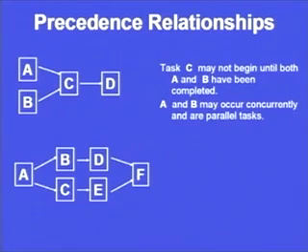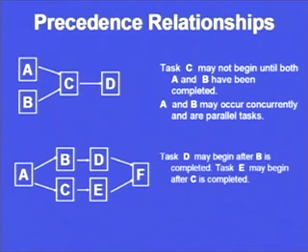Now you see on your screen another very simple diagram in which we have 6 different tasks or activities. In this you can see task D may begin after B is completed. Task E may begin after C is completed. So D can begin when B is completed. It is not dependent on C. Similarly, E is not dependent on B. Alright. So B is an immediate predecessor of D.